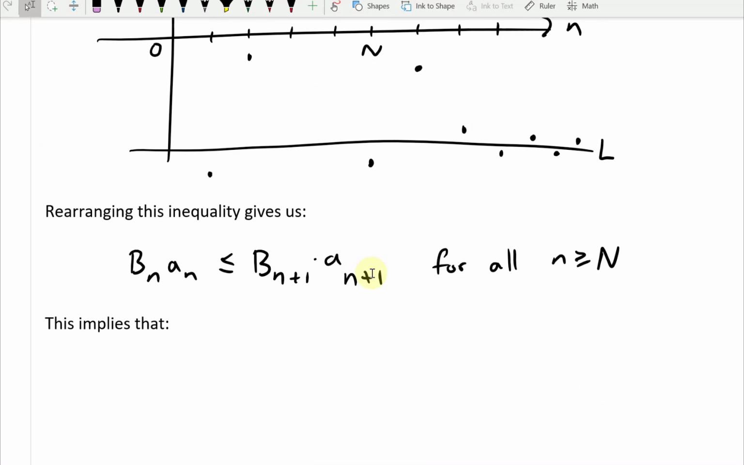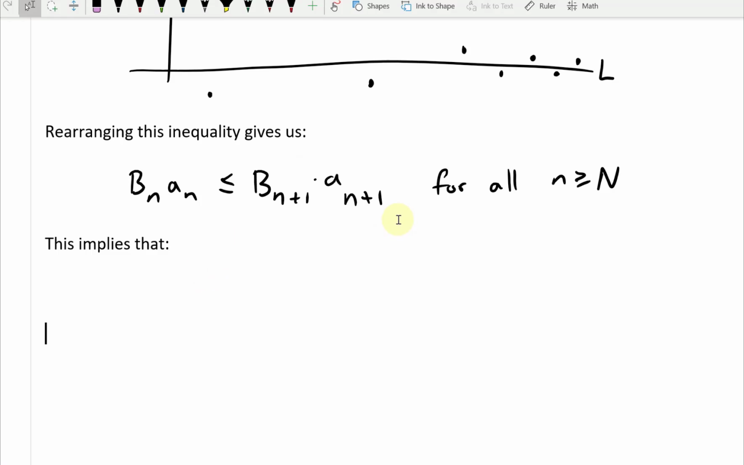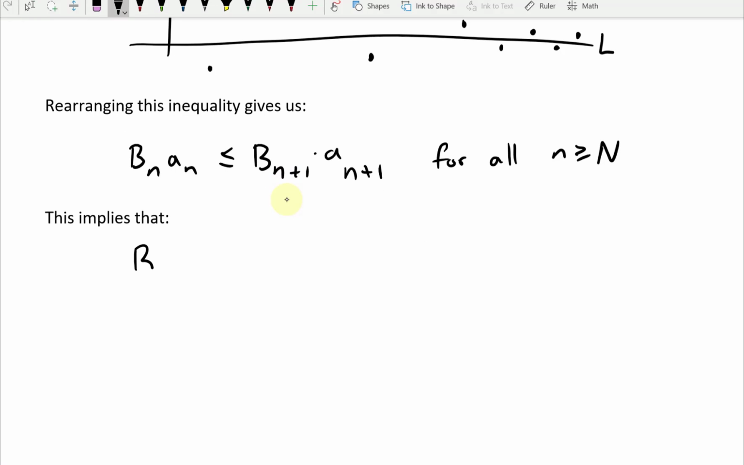Yeah, so what this means is, because we have n plus 1 is going to be greater than n, we could replace this n with capital N. So in other words, this implies that b capital N times a capital N is less than or equal to bn times an, like that. And again, this is for all n greater than or equal to capital N.